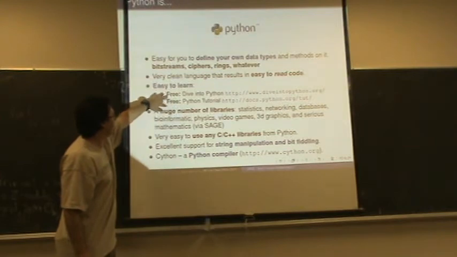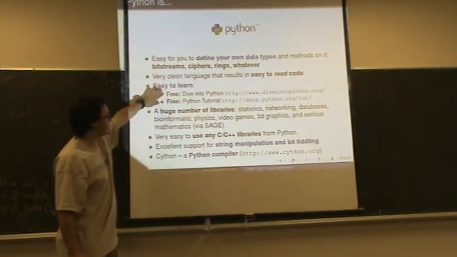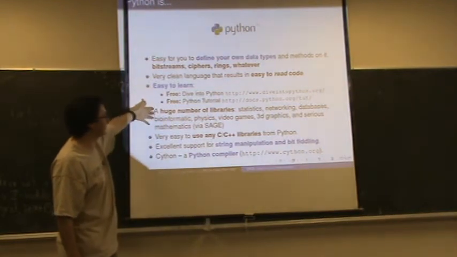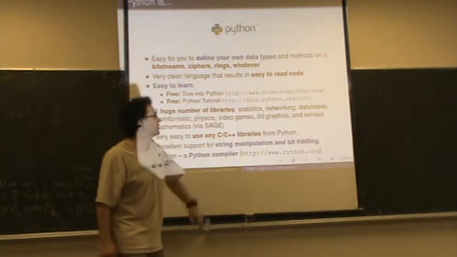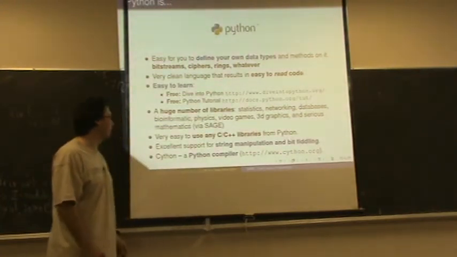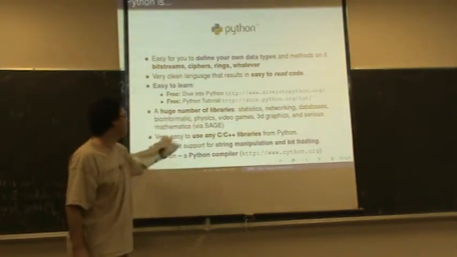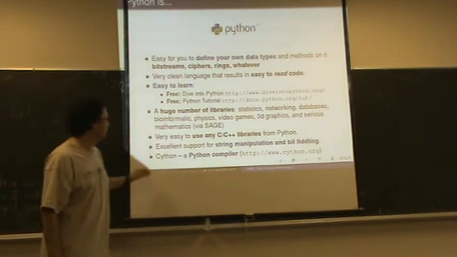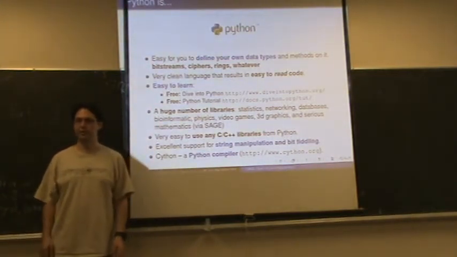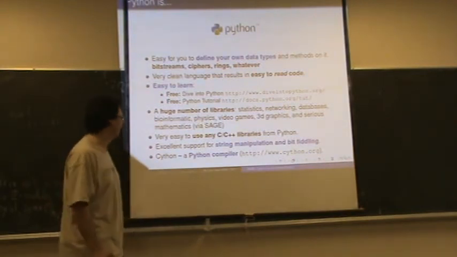Let's see. So there are a couple of free books to look at. These are just general books on learning Python. There's a huge number of libraries. Millions of people use Python, so there are libraries for statistics, networking, databases, bioinformatics, physics, video games, graphics, and serious math now via Sage. You can think of Sage as simply being a Python library for serious math. There is actually a lot more to Sage than just that.